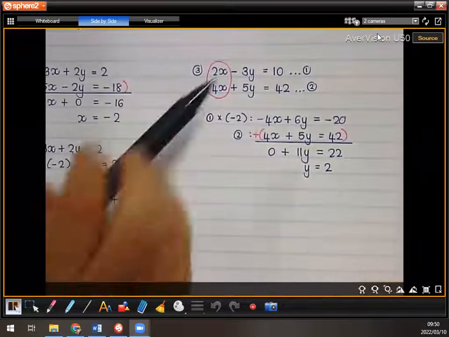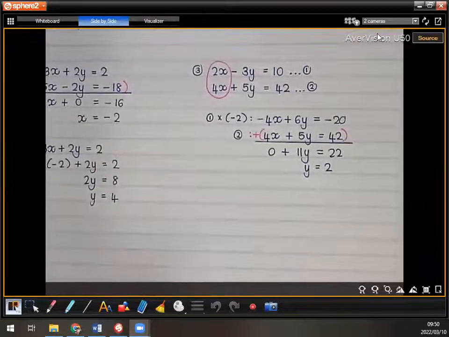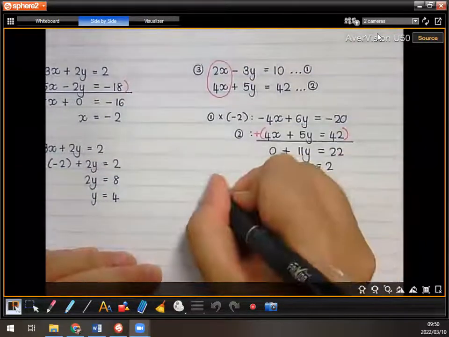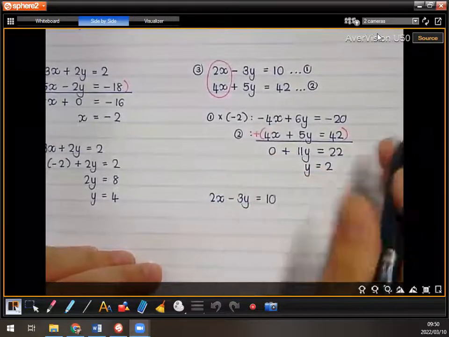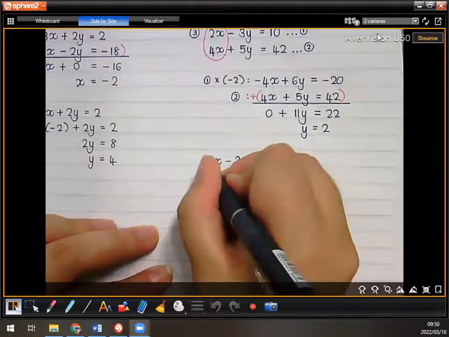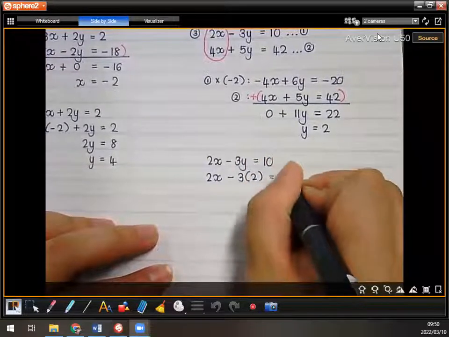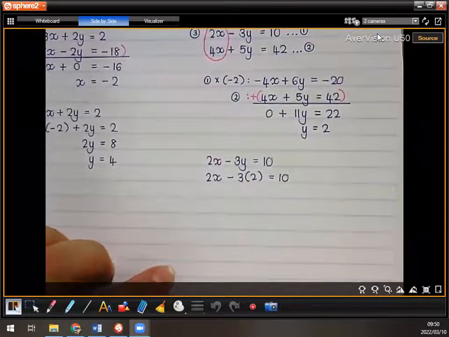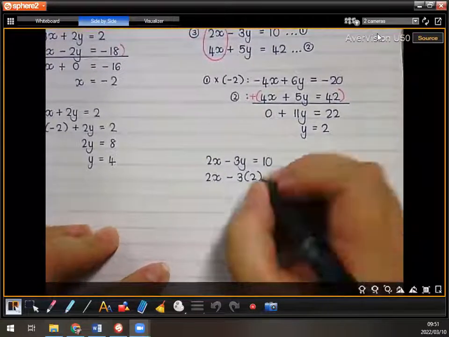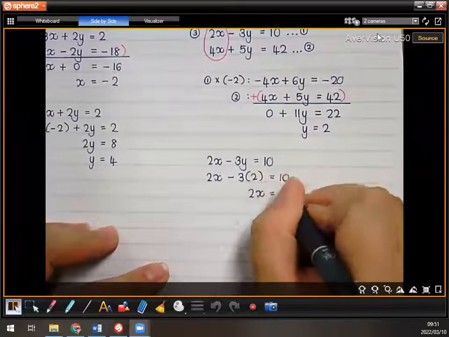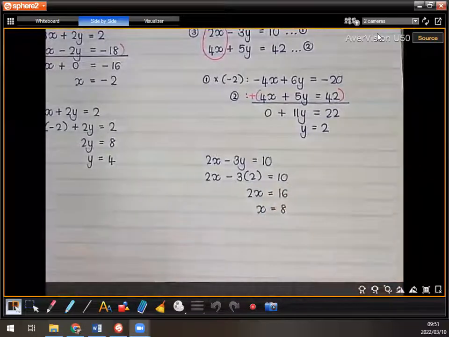Now we need to again choose one of our original equations. I usually just go with the one that has the smallest numbers, but it doesn't really matter. So I'm going to go with this one: 2x minus 3y is equal to 10. But now we put in our y value of 2 in the place of y. So 2x minus 3 times 2 equals 10. So this is negative 6. When I move it, it's going to become positive 6. I'm going to have 2x equal to 16. So x is equal to 8.